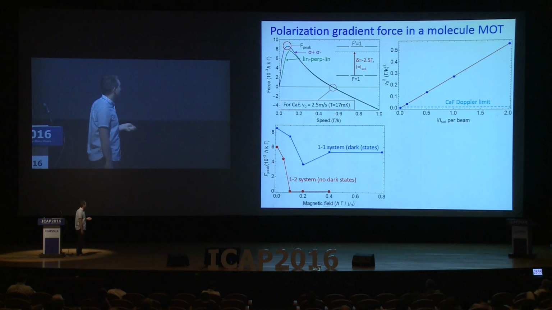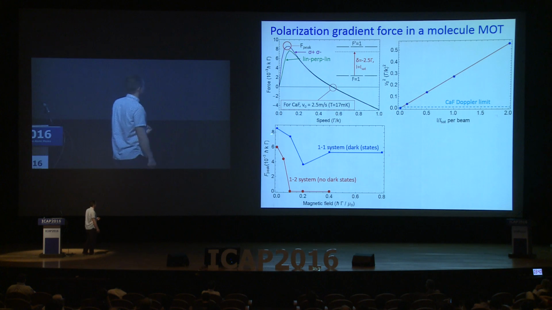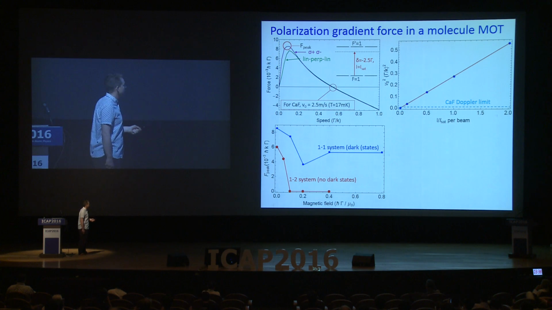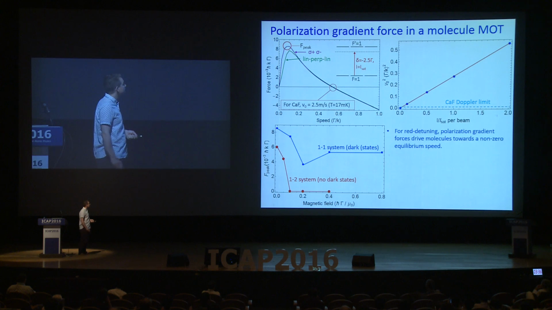That's very well known. But now if you do the same thing for the 1-to-1 system, or indeed any of the systems where there are dark states, we find that this force is robust to magnetic fields over the entire range of magnetic fields that the molecules experience in the MOT. Okay, so it looks like this mechanism really will be active in the MOT.